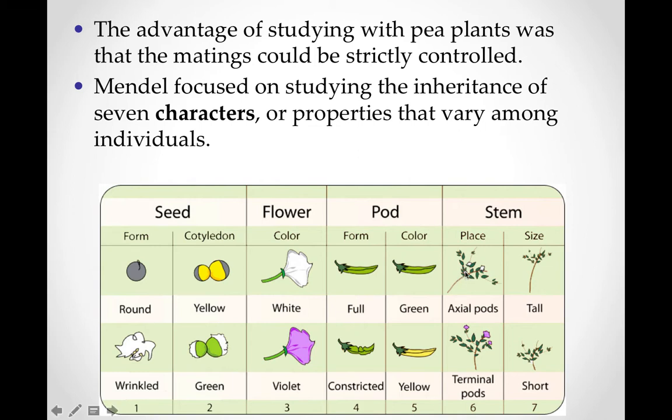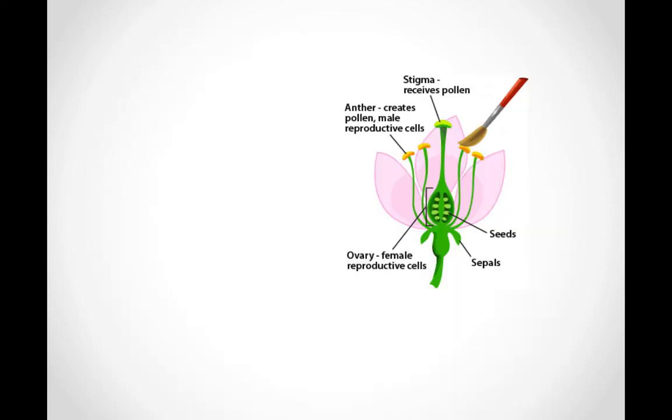Axial pods means they have pods down here on each axis. Terminal pods mean they only bloom out here at the very ends or the tips. And the stem size, were they tall or were they short? So those are the 7 characters: the seed form, the seed color, the flower color, the pod form, the pod color, and then the stem size and the stem place. Each character has 2 traits or variations. That was key as well. There weren't any other options. They were either this or this. We'll talk about what that means with inheritance a little bit later.